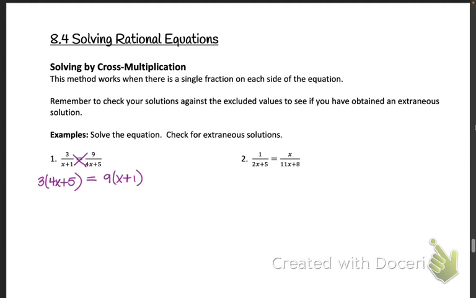Another thing to remember as we're working through these today is that if your solution is one of the excluded values, we have to throw it out. It's extraneous. So like for number 1, if my solution is x equals -1, I can't use that. So I would say no solution because it would make the denominator 0, which is always going to be bad.